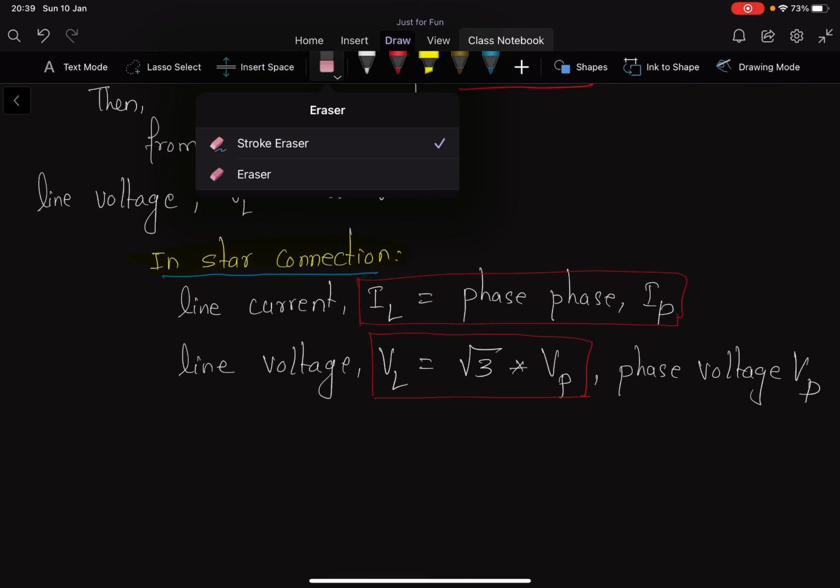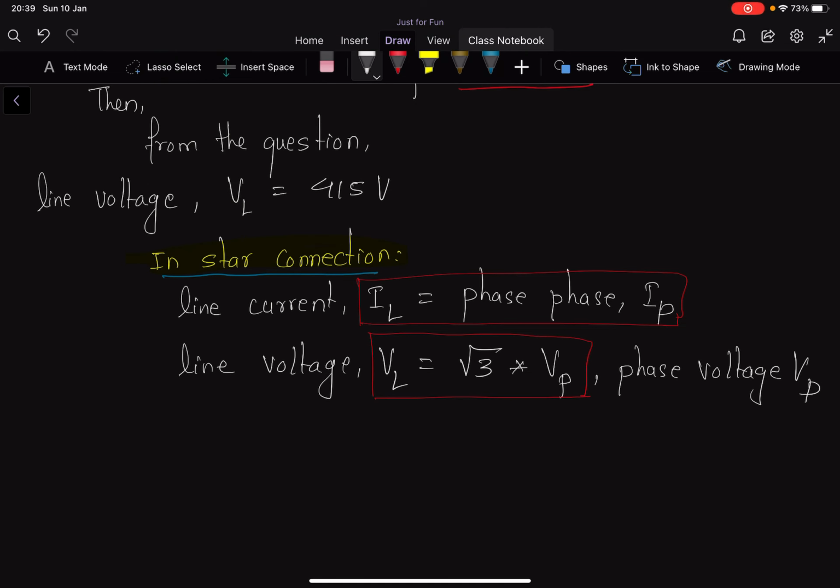That means we can find the phase voltage then.